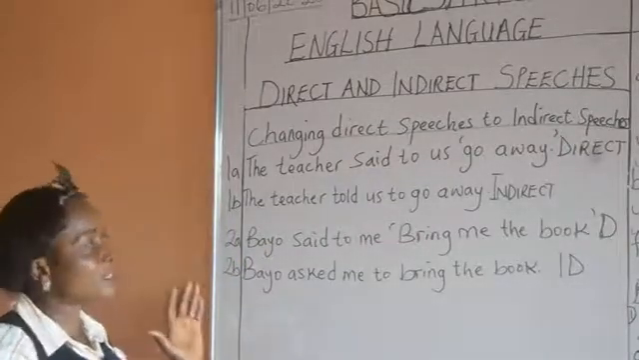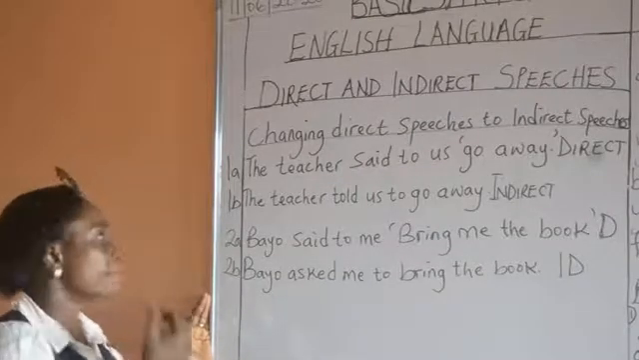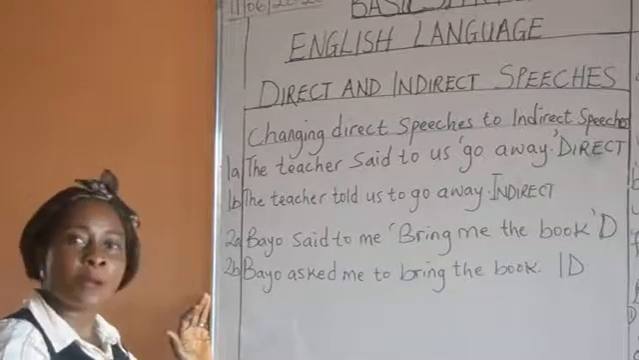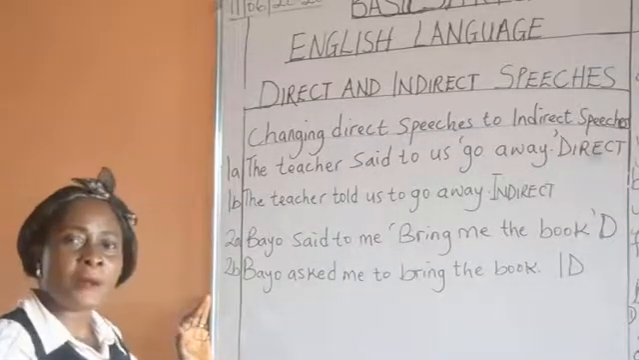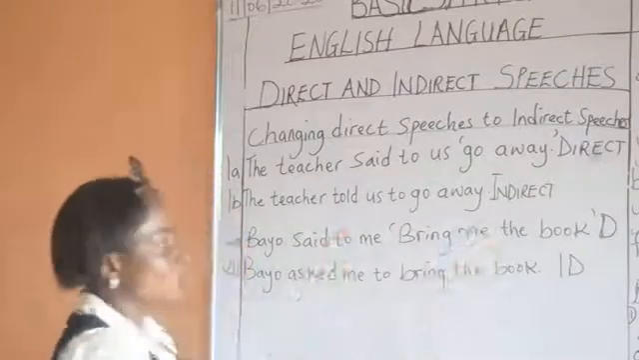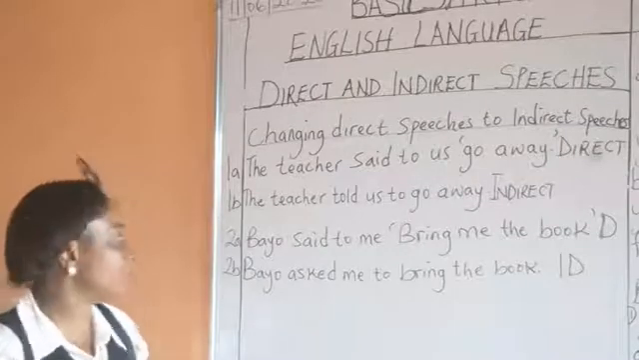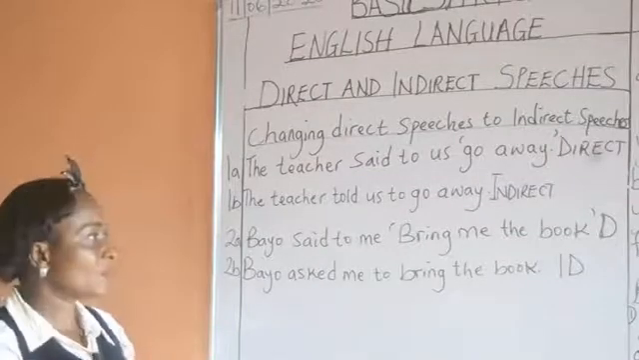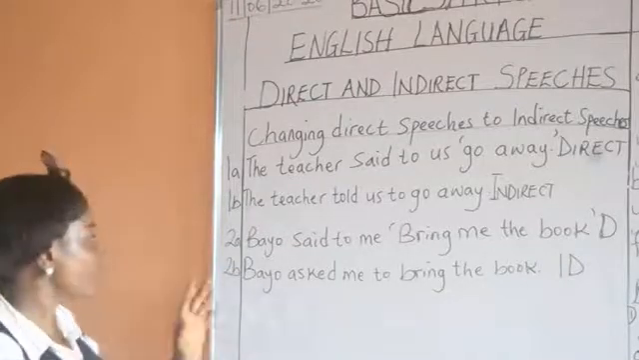2A. Bayo said to me, bring me the book. You can see the quotation mark on bring me the book. That means you are quoting Bayo. That is a direct speech.